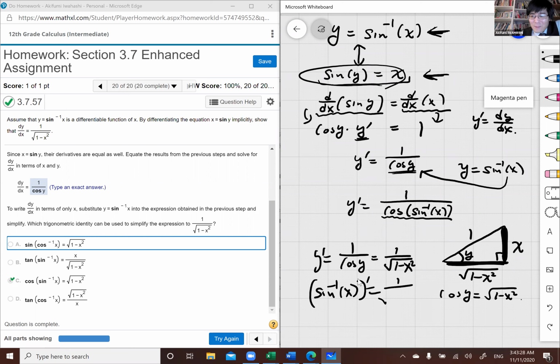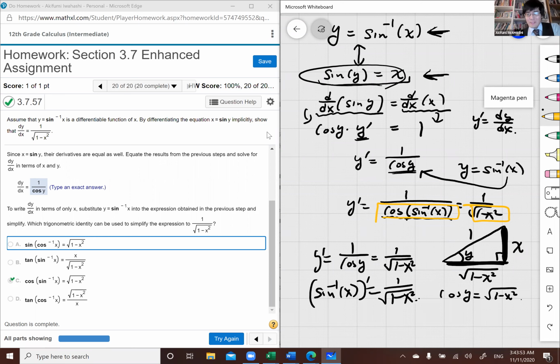That's going to be covered in section 3.9. But for this problem, it is just asking which must be true. So we want that to be equal to this. This question is just asking for what this should be equal to, and that should be equal to this. That's what the C is.